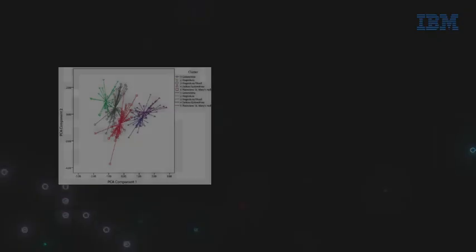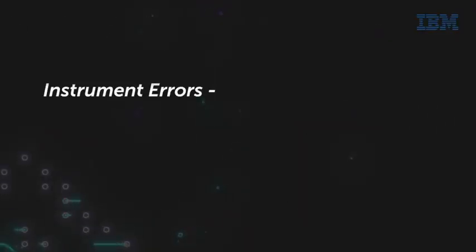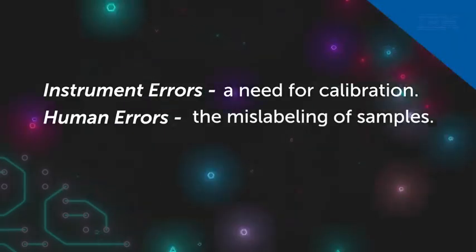As we've seen in the previous unit, we're not limited to 1- and 2-dimensional spaces, because techniques like PCA and t-SNE can project high-dimensional data into these more familiar spaces. These visualizations can lead to the important discovery of what constitutes an outlier in a particular dataset. An observation apparently different from the rest may exist as a true outlier because of instrument errors, like a need for calibration, or human errors, such as the mislabeling of samples.